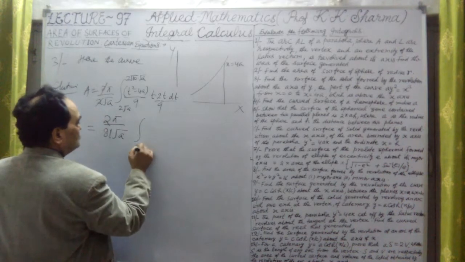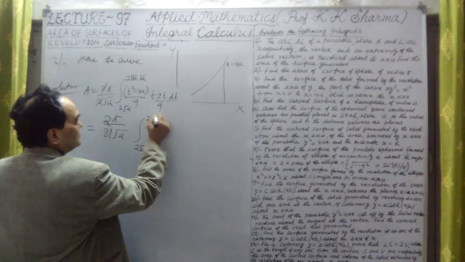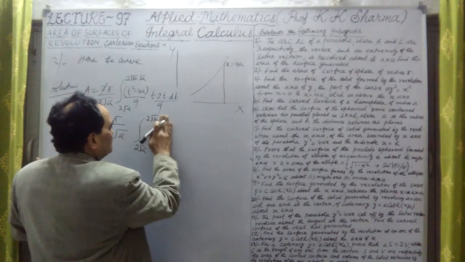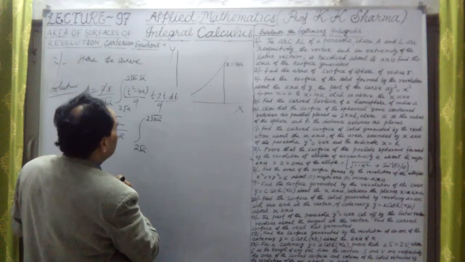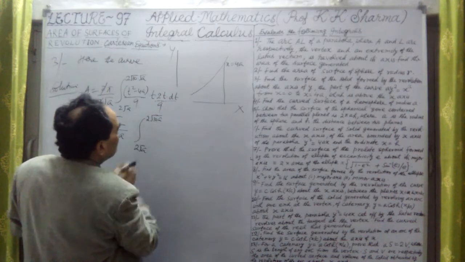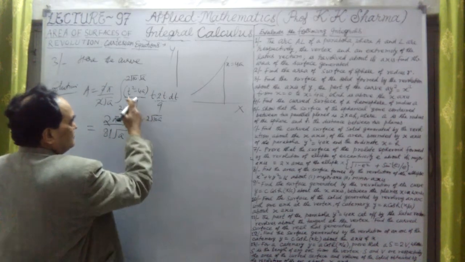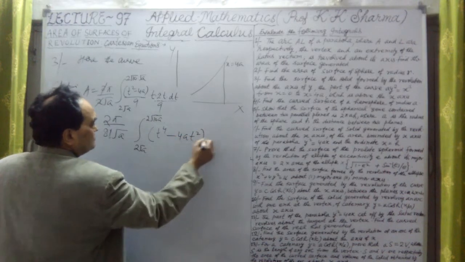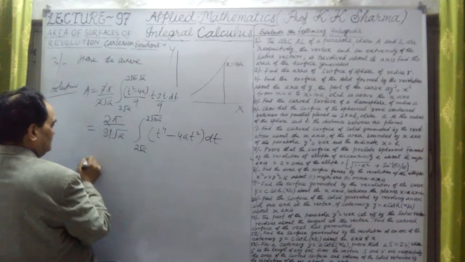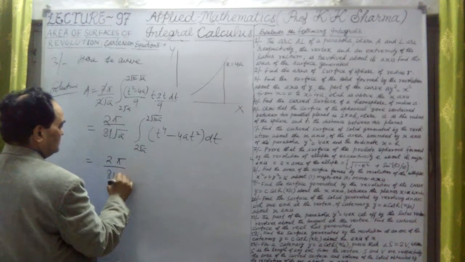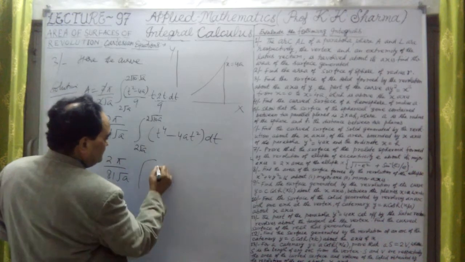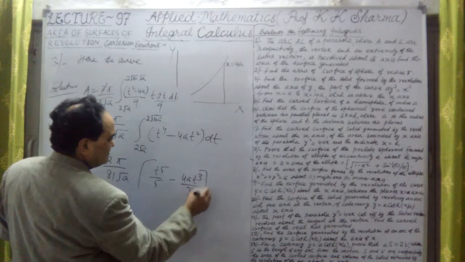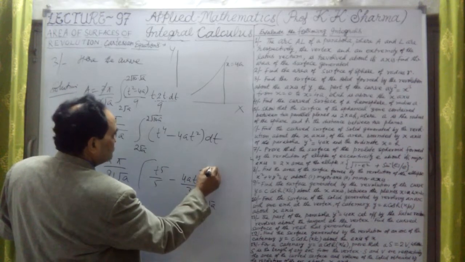Limits 2 under root a to twice square root 10 into under root a, or we could write 2 under root 10a. Now left over 2 upon 9 taken out, so this is t square multiplied. t square into t square is t4, minus 4a into t square into dt. Now let me integrate them. It is twice pi upon 81 under root a. Integration of this will be t5 upon 5 minus 4a into t cube upon 3. Now limits are 2 under root a to 2 under root 10a.